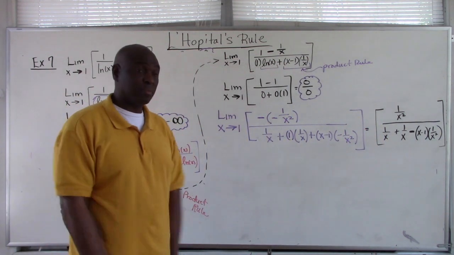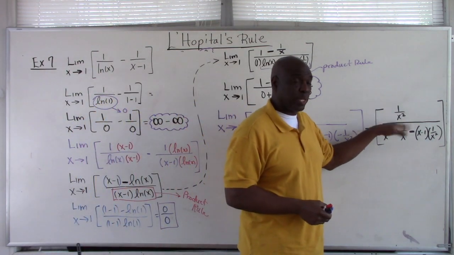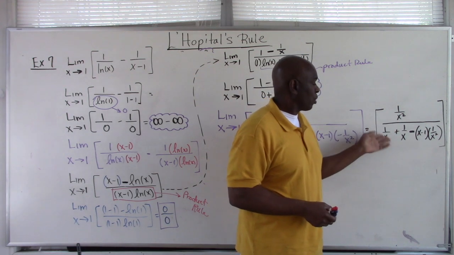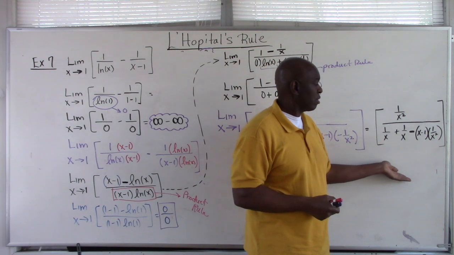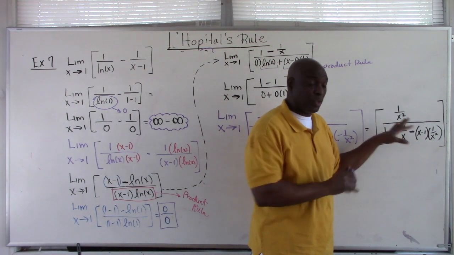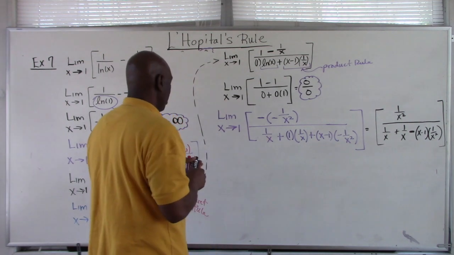Let's try it again. Let's plug in 1. I mean, listen, there's a lot of simplifications we can do right here. If you want, 1 over x plus 1 over x is 2 of them. Okay, that's going to give us 2 over x. You can simplify that if you want, or you can leave it the way it is and directly substitute 1 in. Let's see what we get.